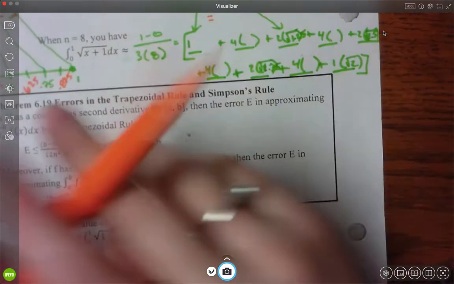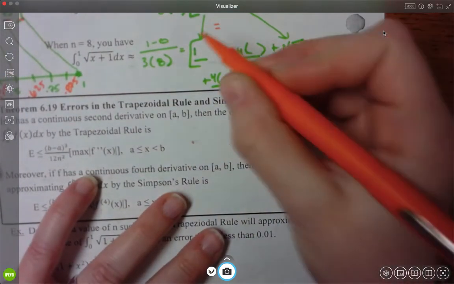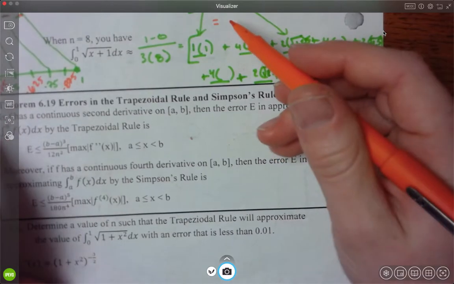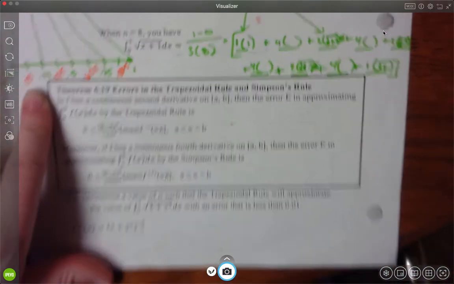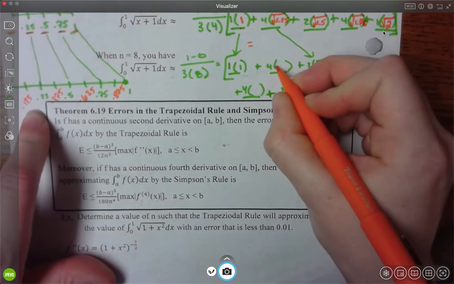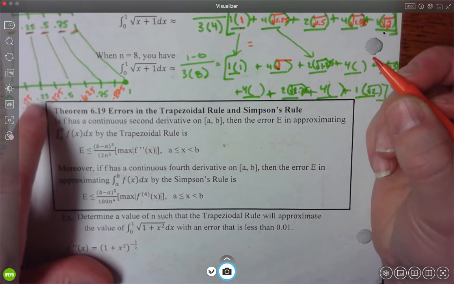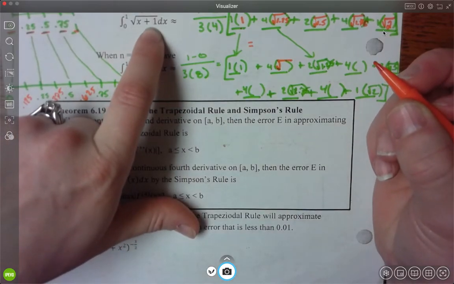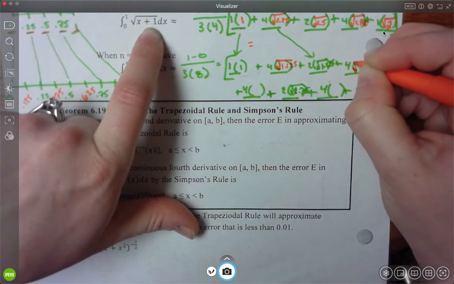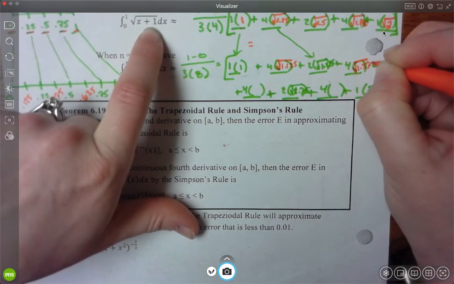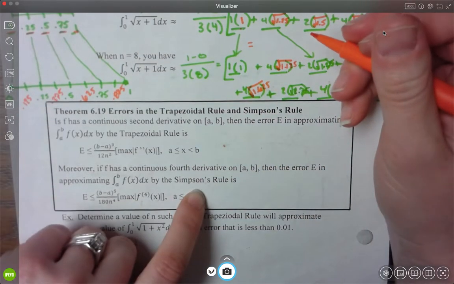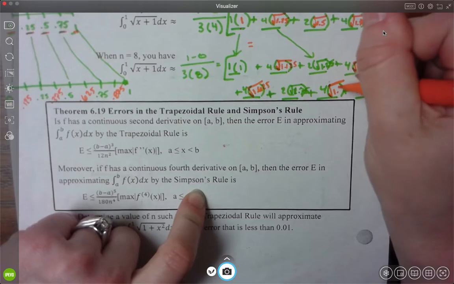Okay, and then I'm going to add in my additional ones. Oh shoot, there should be a 1 here. Okay, so now I'm going to add in my orange ones that need to go in between those two, and those all have coefficients of 4. So this guy will be the square root of, if I plug 1.25 into here, 1.25 plus 1 will be the square root of 1.125. This will be the square root of 1.375, the square root of 1.625, and the square root of 1.875.